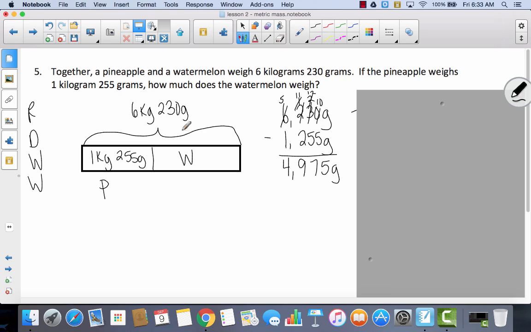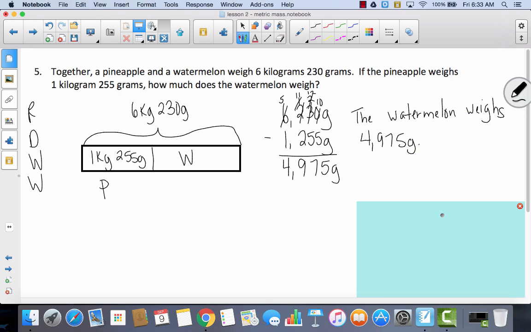So I converted this to grams. And I converted this to grams, and I got a difference of 4,975 grams. So when I wrote my answer as a statement, how much does the watermelon weigh? The watermelon weighs 4,975 grams.